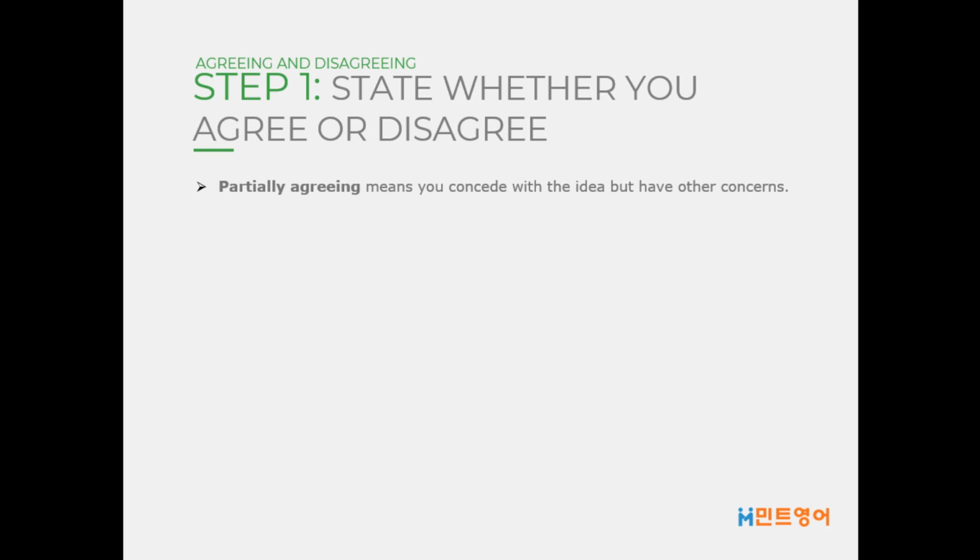Partially agreeing means you concede to the idea but have other concerns. To partially agree, state what you agree with, then add but or however to mention the points you don't completely agree with. This means you understand the point, but you still disagree for some reason.